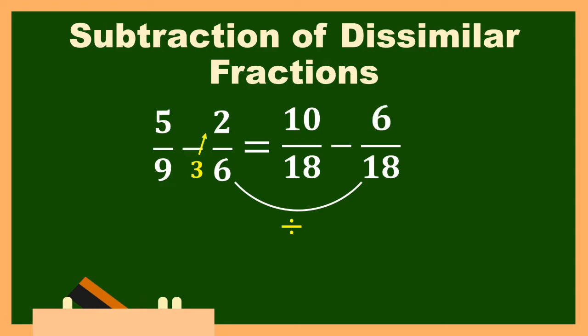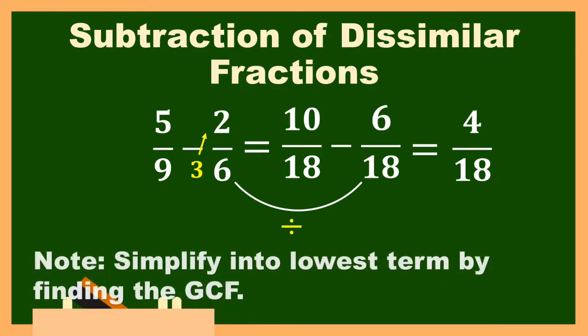Since similar fraction na sila, we can now subtract. So, just subtract the numerators and just copy the common denominator. So, 10 minus 6 is equal to 4 and copy the common denominator, which is 18. So, the answer is 4 over 18. But, reducible pa po siya into lowest term, kaya hindi pa yan ang kanyang final answer.